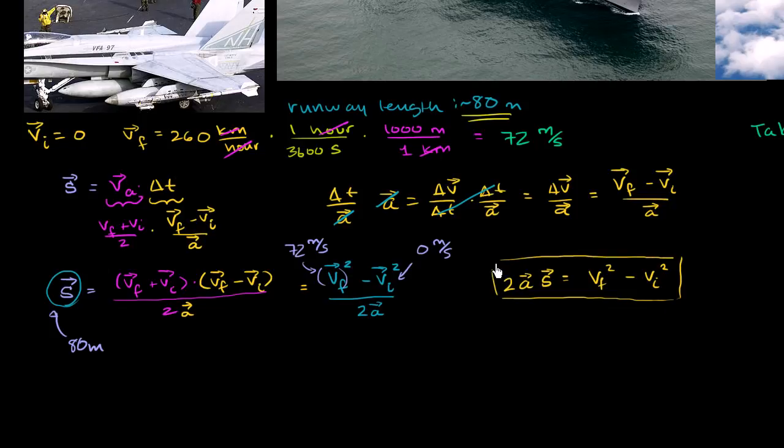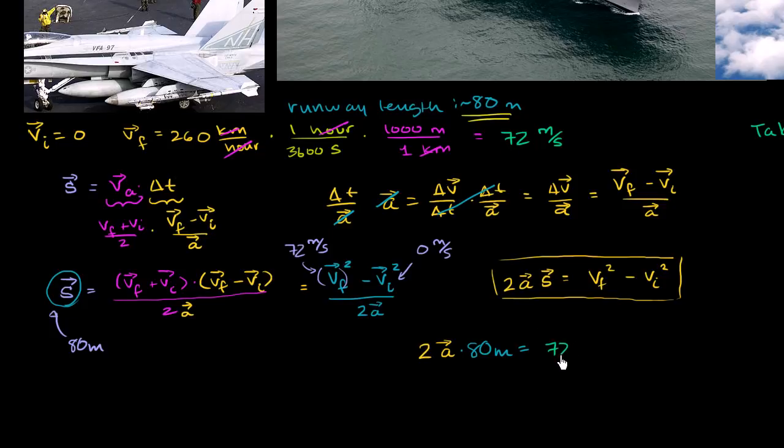But let's use it to actually figure out the acceleration that a pilot experiences when they're taking off of a Nimitz-class carrier. So we have 2 times the acceleration times the distance, that's 80 meters, is going to be equal to our final velocity squared. What's our final velocity? 72 meters per second.